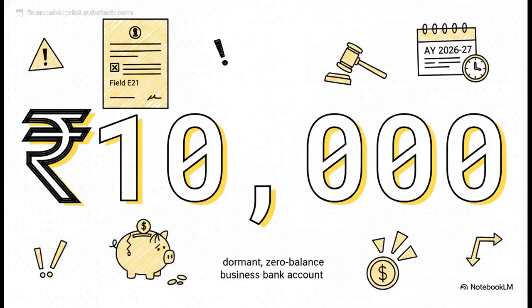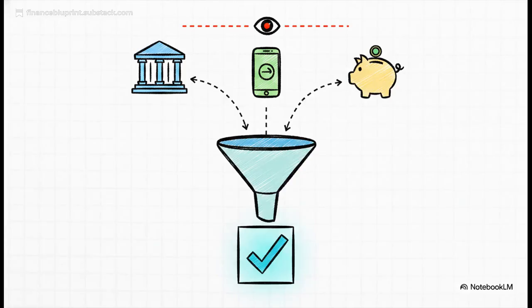Period. 10,000 rupees. Yup, that is the exact penalty you're going to face for failing to disclose even a single dormant, zero-balance business bank account under the new mandatory Field E21 in ITR 4. Whether it's a current account, an overdraft, or even just a UPI-linked bank balance used for business, the AI expects an exact match for your March 31st balances.